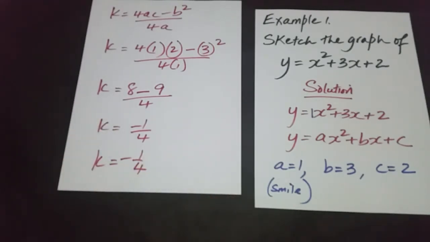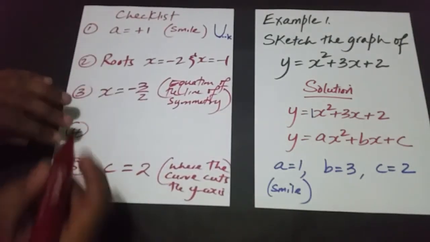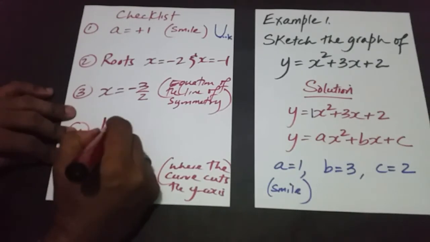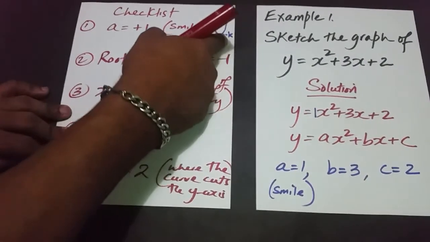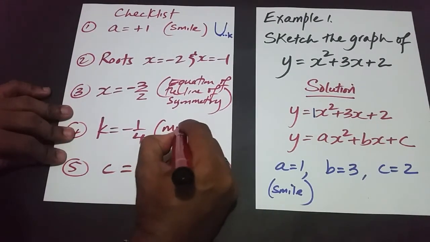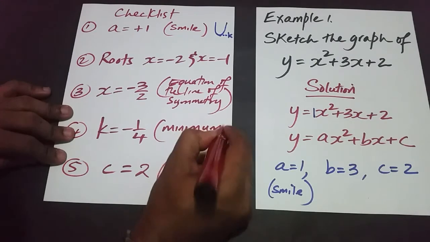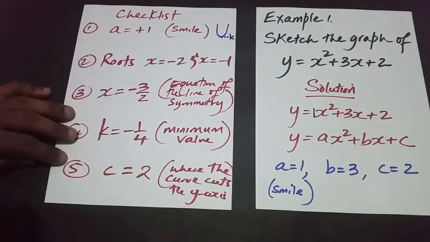So we now have our final piece of the puzzle. So we have here that k is equal to negative a quarter. And because it's a smile, k is minimum in this case, not maximum. So this is the minimum value, and it's minimum because it's a smile. So this is the lowest point of the curve.